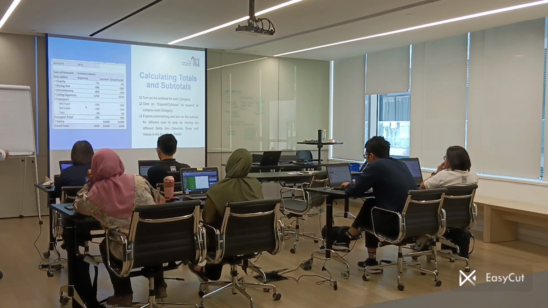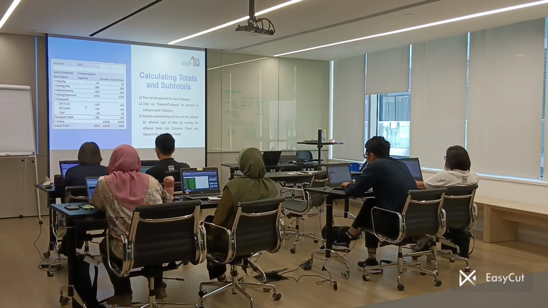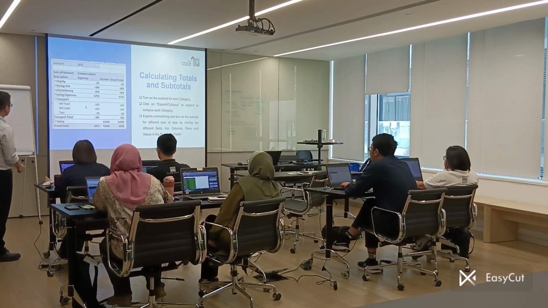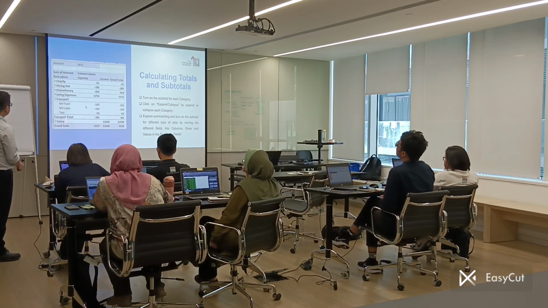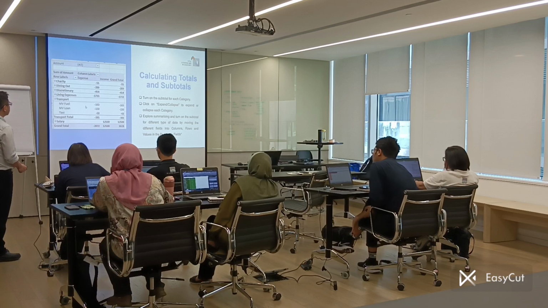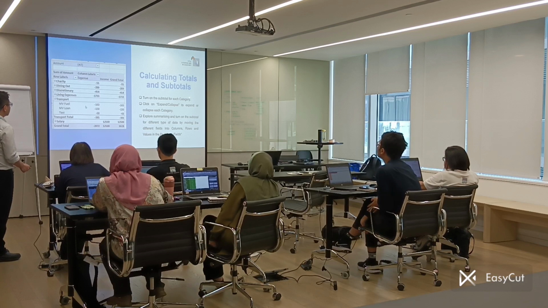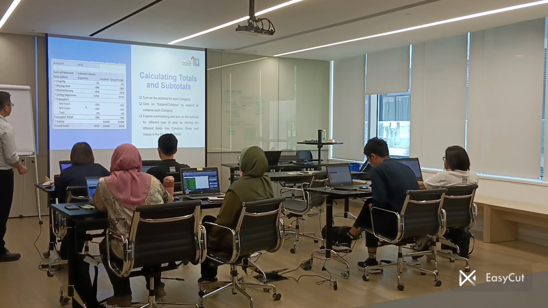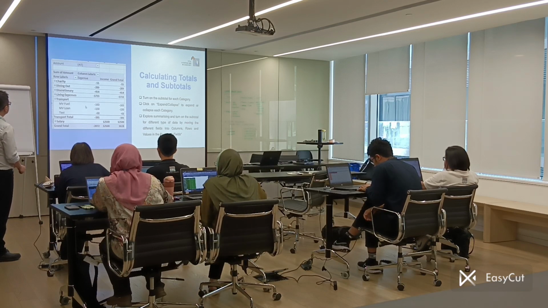All right, so let's continue. The next one is on calculating totals and subtotals. I think this one we already went through. You are all very familiar with the grand total, and then all the different categories. So you can turn on subtotal, expand them, and you can summarize and turn on the calculation by different values. So I believe this one, everyone is good.